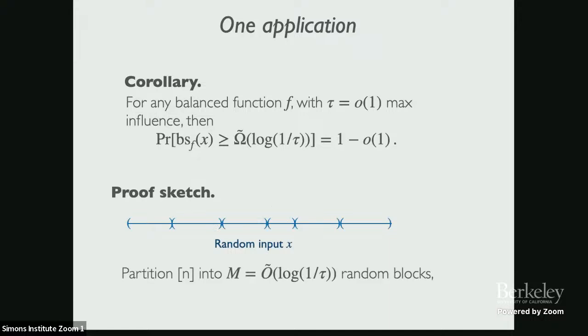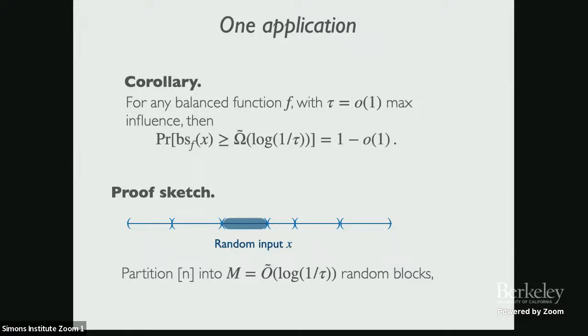Maybe let's see how this is proved. We just take a random input and partition it into a suitable number of random blocks. Now for any fixed block, if you look at this input x and the other blocks, that gives you a random restriction. By our theorem, this restricted function is non-constant with high probability. Therefore, within this block, you can flip something to get a different value.